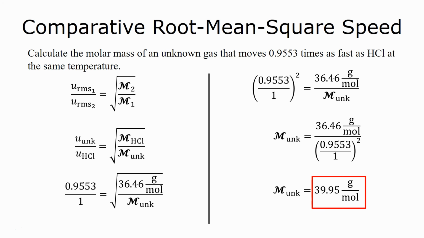And this answer makes sense. We need a gas that has a molar mass greater than that of HCl, 36.46. And if our answer turned out to be smaller than 36.46, well then we know we'd made a mistake somewhere. But in this case we didn't. Molar mass is greater at 39.95 grams per mole.